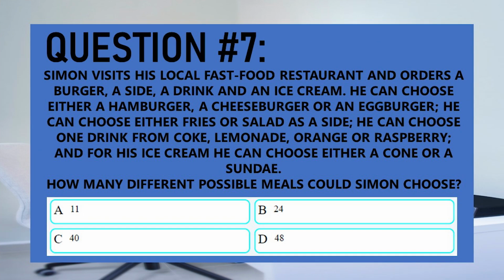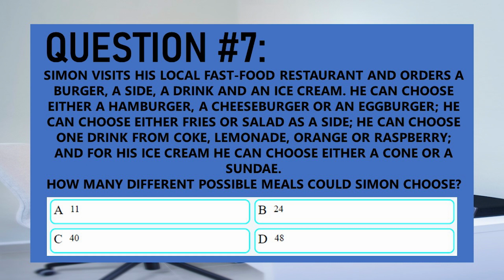Question number 7. Simon visits his local fast food restaurant and orders a burger, a side, a drink, and an ice cream. He chooses either a hamburger, a cheeseburger, or an egg burger. He can choose either fries or salad as a side. He can choose one drink from Coke, lemonade, orange, or raspberry. And for his ice cream, he can choose either a cone or a sundae. How many different possible meals could Simon choose?